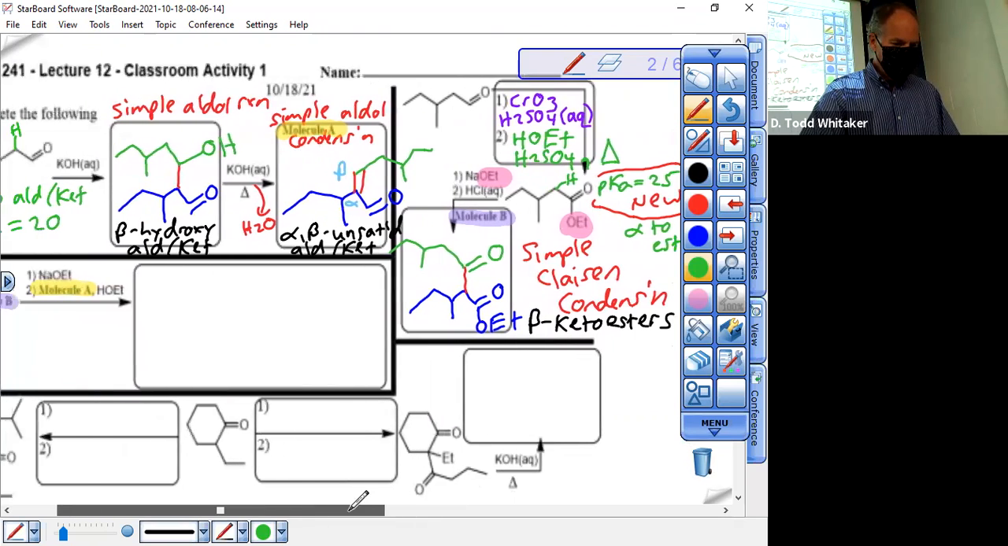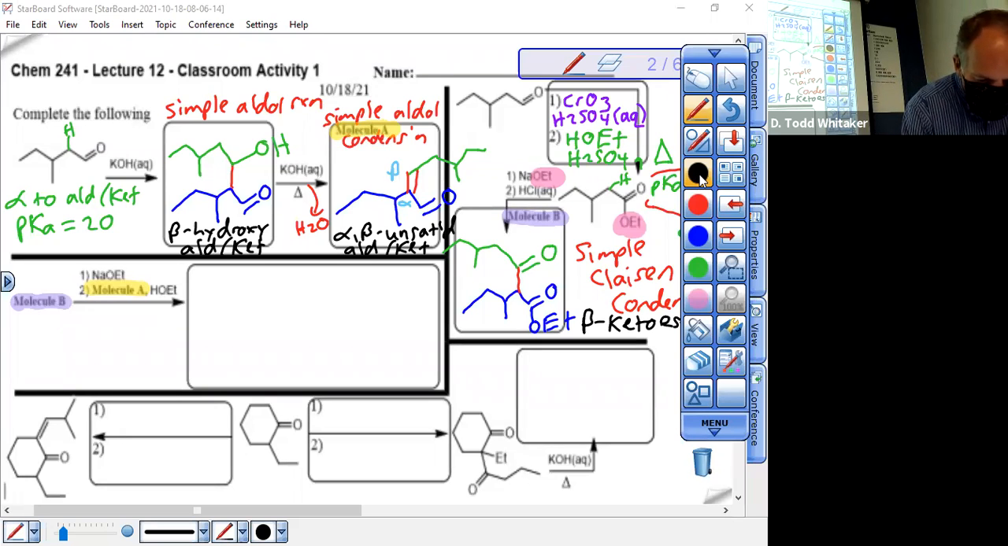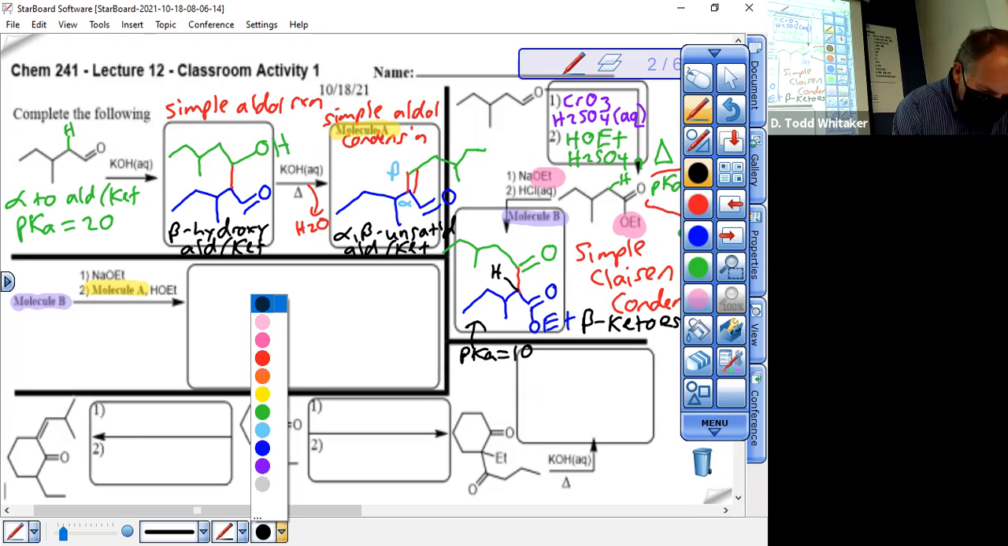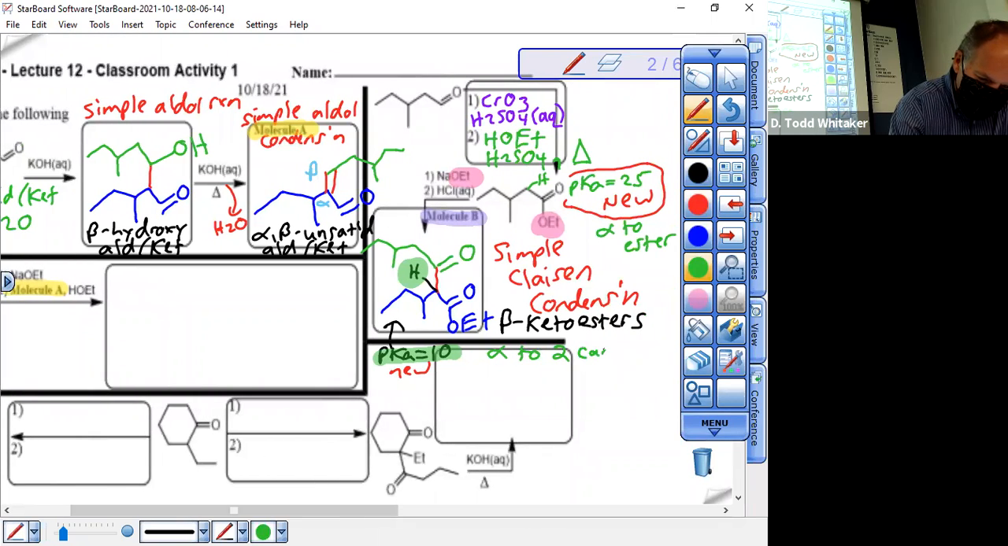Okay. So we're going to bring together molecule A and molecule B, and I never finished saying what the coolest thing about molecule B was. I started and I didn't finish. You guys might even be getting used to that by now. Special pKa, 10. That's new. Give it a color, huh? Green. Also new. Alpha to 2 carbonyls.